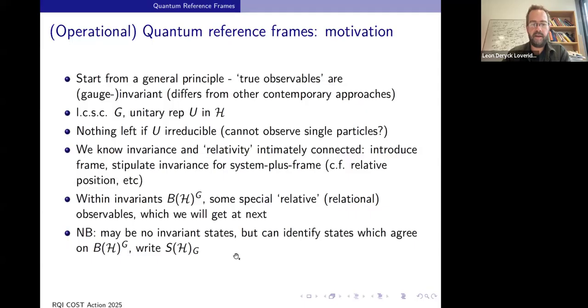Just a quick caveat: pretty much all of the other approaches to quantum reference frames talk about invariant states. This is just mathematically, if not suspect, impossible. So there are typically no invariant states. And I think the better way to deal with this issue is not to try to stipulate invariance directly on the level of states, but to just identify states that can't be distinguished by invariant observables. And then actually one gets quite a nice structure on the state space.